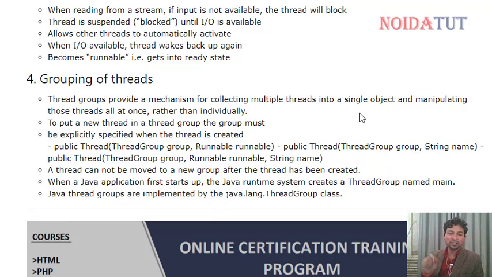Public Thread(ThreadGroup, Runnable). Public Thread(ThreadGroup, String name). Public Thread(ThreadGroup, Runnable, String name). A thread cannot be moved to a new group after the thread has been created. When a Java application first starts up, the Java runtime system creates a thread group named main. Java thread groups are implemented by the java.lang.ThreadGroup class.